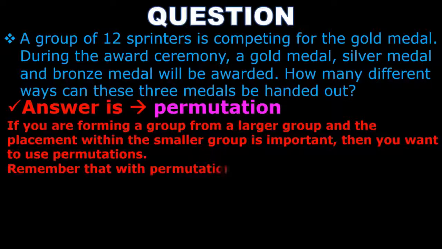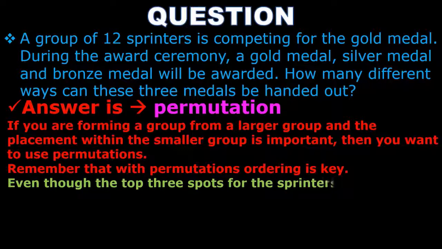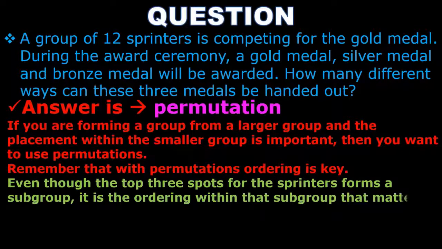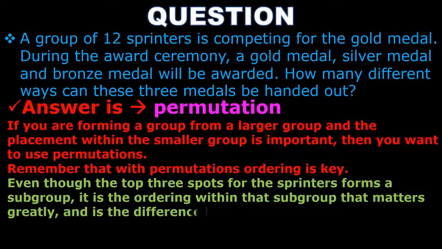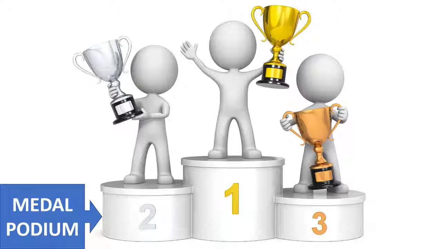Remember that with permutations ordering is key. Even though the top 3 spots for the sprinters form a subgroup, it is the ordering within that subgroup that matters greatly, and is the difference between a gold, silver, and a bronze medal. First we have to choose for gold. Hence there are 12 ways for distributing gold. After that 11 ways for silver and 10 ways for bronze.